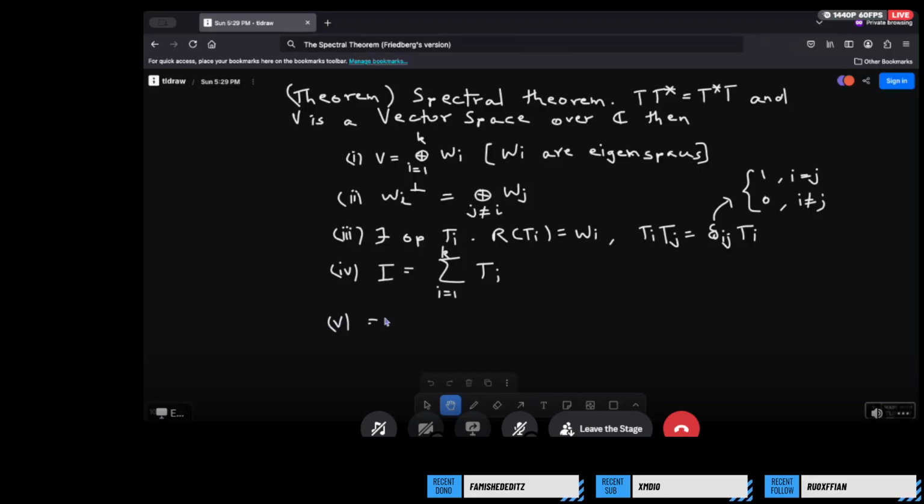And lastly, T itself is equal to a summation of lambda i Ti, where lambda i is the eigenvalue, I'm just going to write EV here, associated to Wi. Yeah. All right.